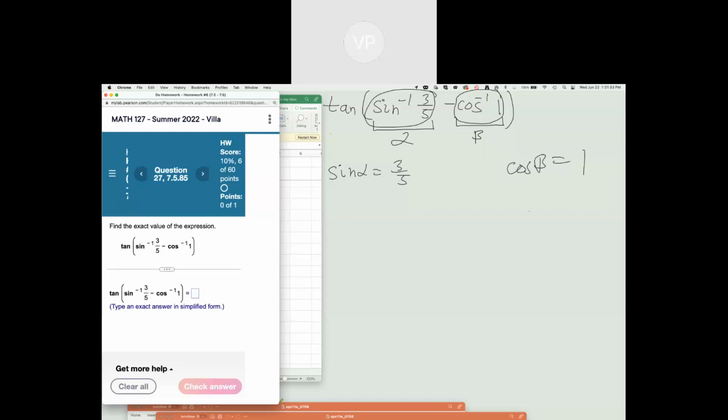Okay, so we make triangles for each. Here's my alpha triangle. Sine is going to be y over that. And if you do the Pythagorean theorem, remember I told you 3, 4, 5 triangles, or you can just do the Pythagorean theorem and you'll find the x has to be 4 in this case. Over on the beta triangle, treat this like 1 over 1.